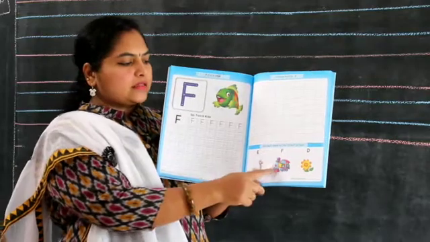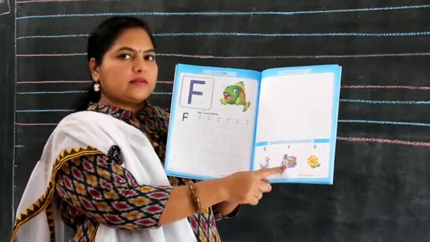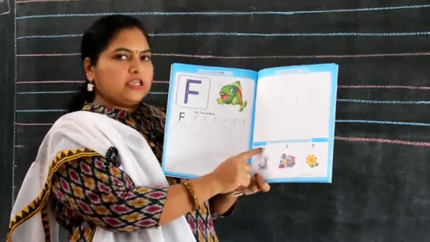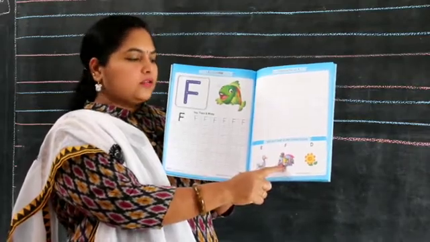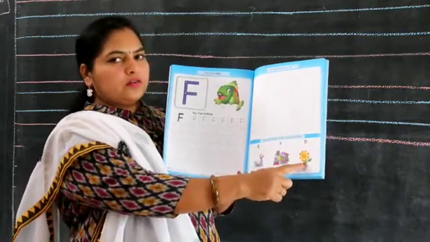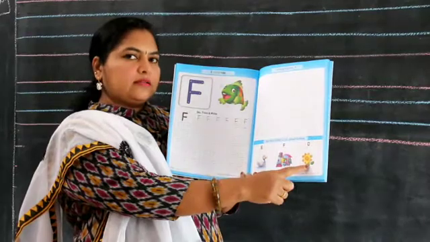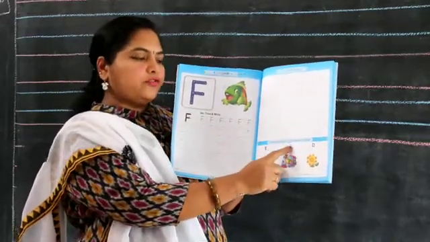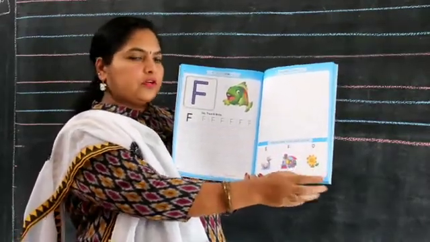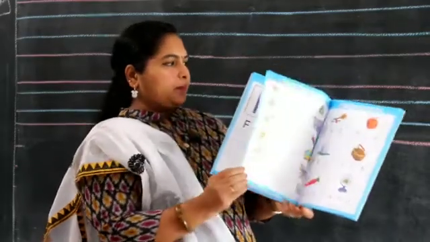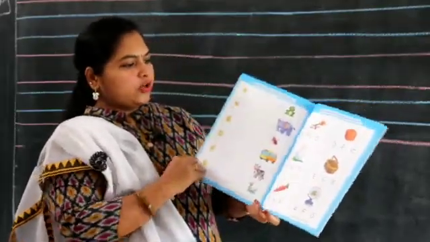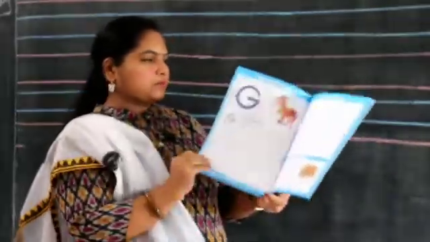Okay? Then this is engine. Engine starts with the letter E. So you have to join E and engine. E is for engine. And this is a flower. Flower starts with the letter F. So join F to the flower. Okay, that will be your activity. Once you finish your F, you will do this later.